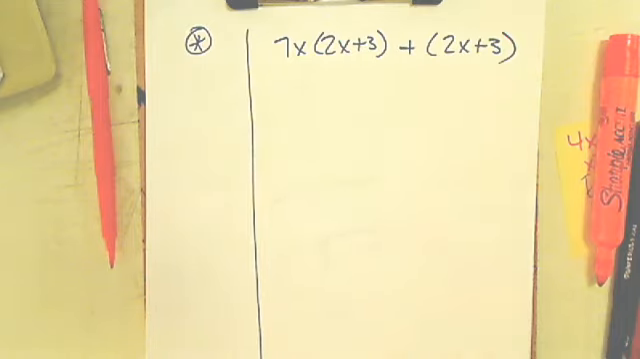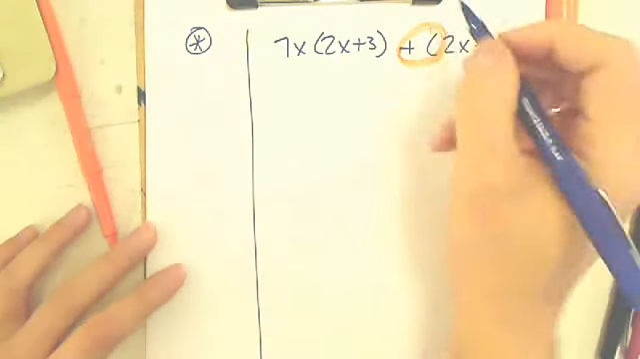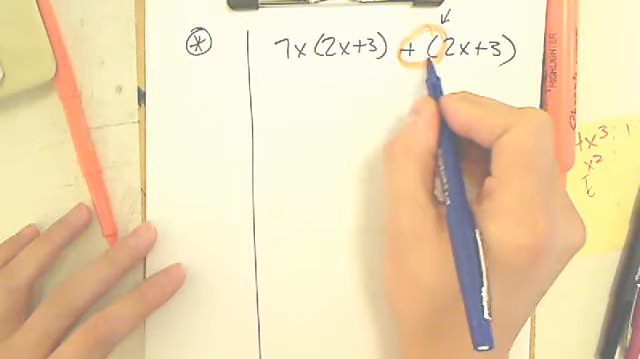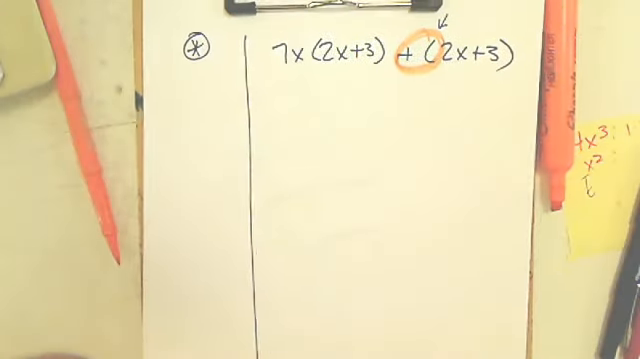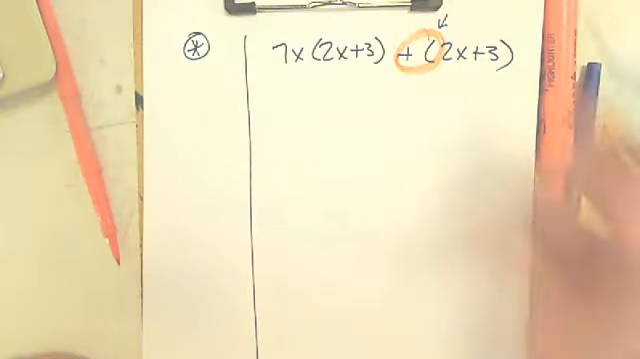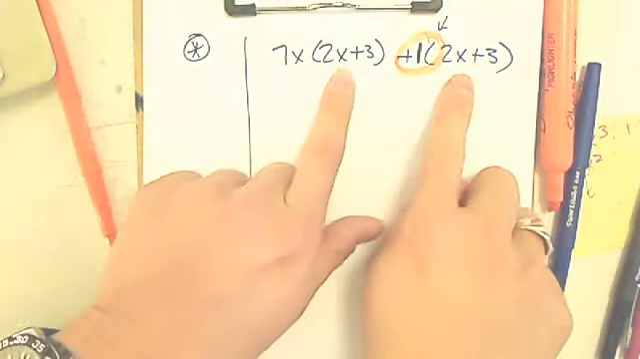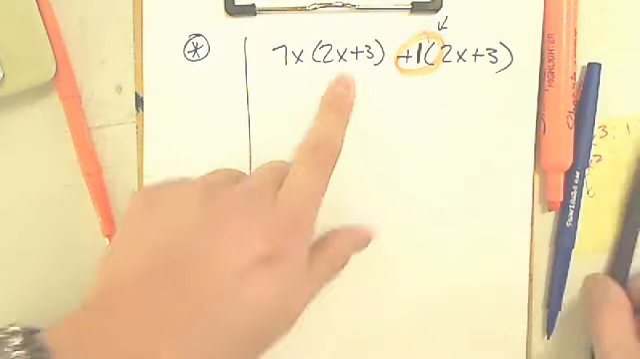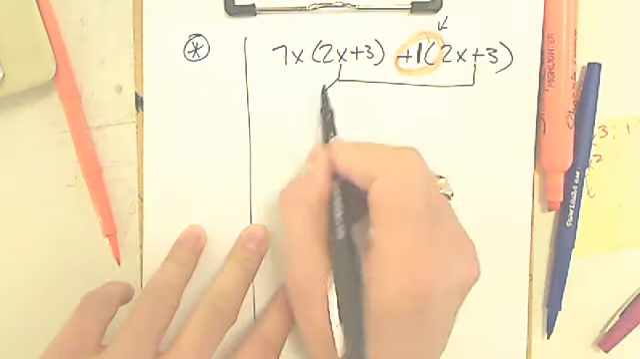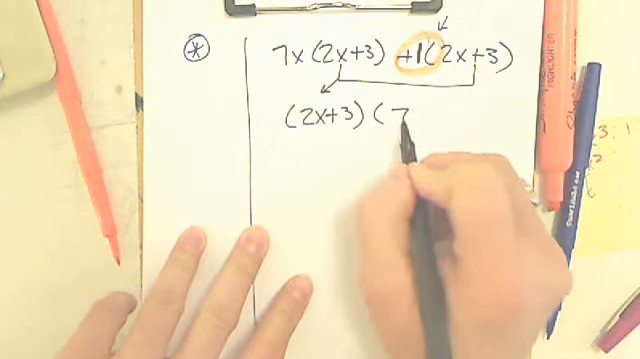There's a 1 right here that you can't see that's understood. There's a 1 located right before the parentheses. Do not forget that 1. It is important. It is needed. We still have common factors, though. These still are taken out, extracted. And then your leftovers.